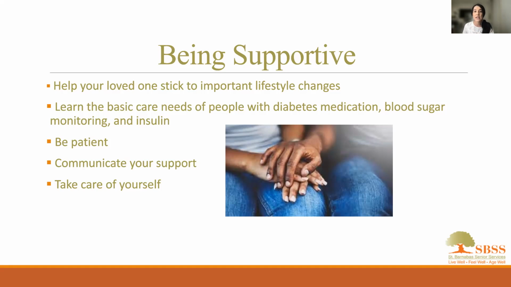Then learn the basic care needs of people with diabetes, such as the medication, the blood sugar monitoring, and insulin, which was briefly explained earlier. Be patient. Allow your loved one time to process what can sometimes be an overwhelming amount of information and recommendations. Be patient with the extra time your loved one may need to read labels, such as carbohydrates, or monitoring their blood glucose.